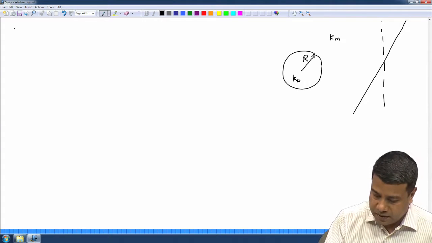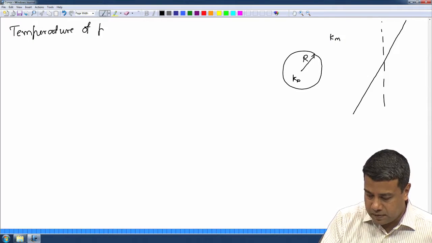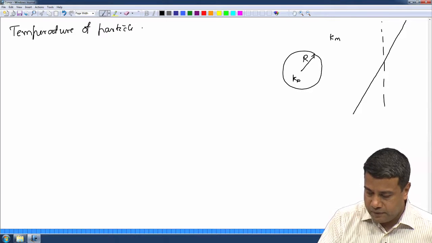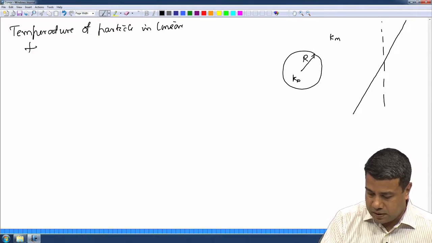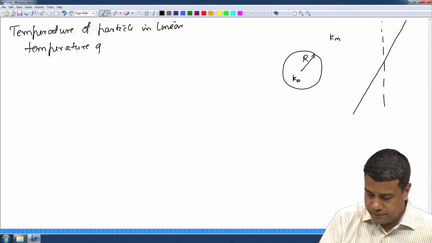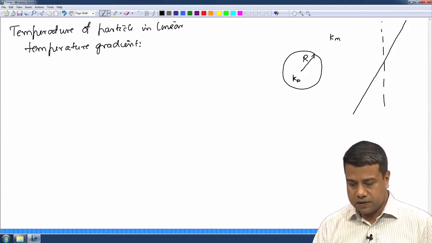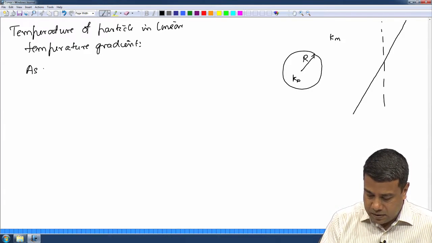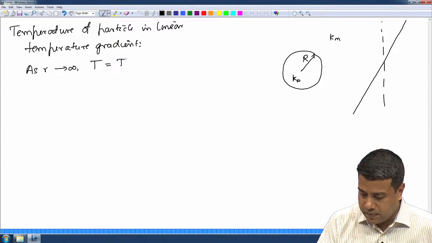There is a temperature of a particle in a linear temperature gradient. Therefore, the boundary conditions: as r goes to infinity, the temperature is equal to T prime times z.